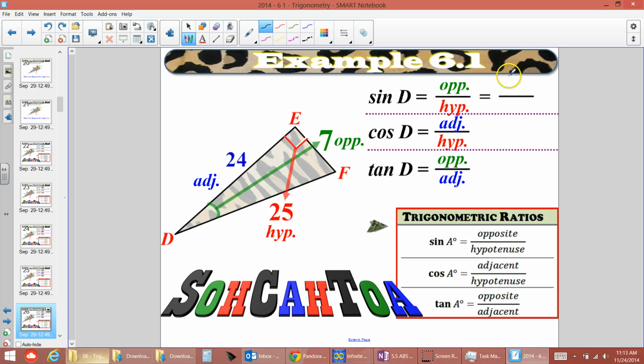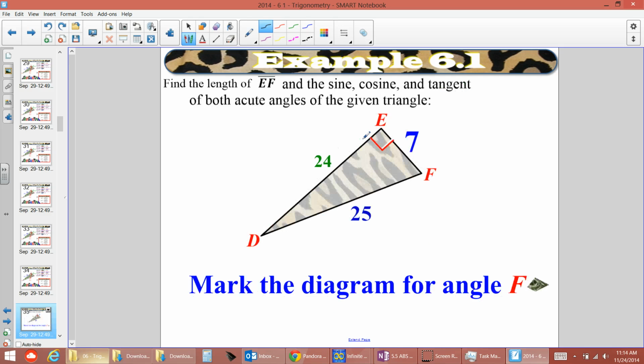For sine, we have opposite over hypotenuse, which would be 7 over 25. Cosine would be adjacent over hypotenuse, which would be 24 over 25. And then tangent would be opposite over adjacent, which would be 7 over 24. So this is how we found the sine, cosine, and tangent of this triangle for angle D. We're going to use this information later on to do some more cool things, but for right now that's sufficient.